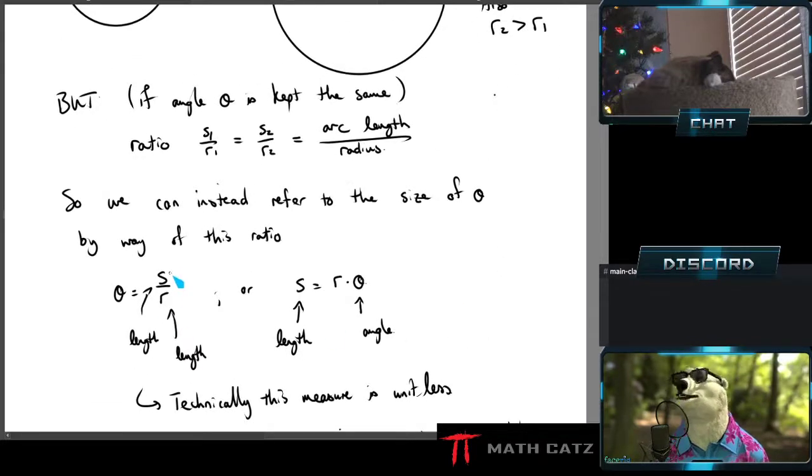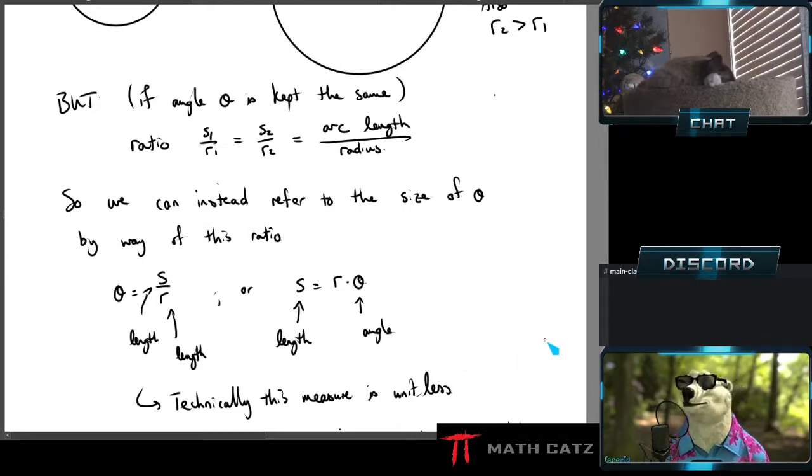So because I have a ratio of two length measurements, regardless of the unit, those units will cancel. And technically, it's even better. The angle measure that I've created here is unitless. It has no unit, which means I can apply it and move it around and put it with many things.